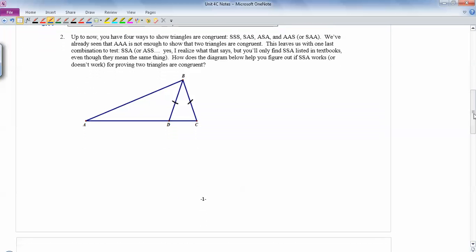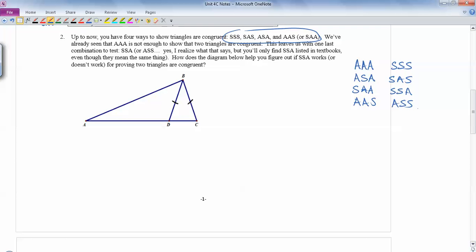So number 2 says, okay, we've got 4 ways to prove triangles are congruent. So there they are right there. And when we listed off on the last handout all of the different possible combinations of A's and S's, angles and sides, we ended up with these. Now these two are really the same. Here, I'll list them off together. Let's see, SSA and ASS. Yes, I realize what that says.